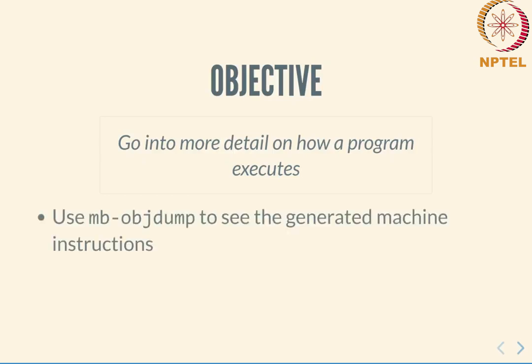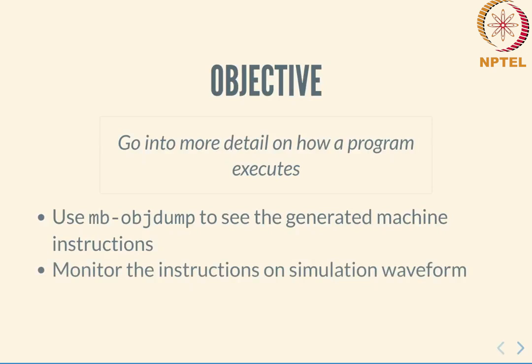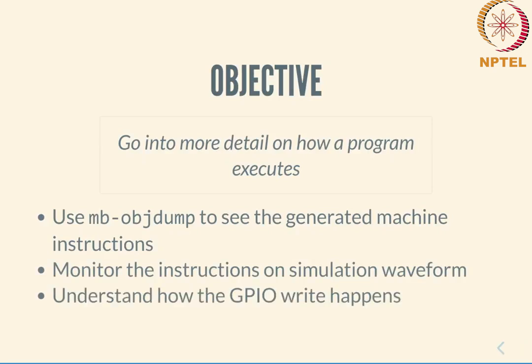We will first use the mb objdump command to dump out the ELF file into a readable format that includes information about addresses. Then monitor these instructions on a simulation waveform, and finally try and understand how exactly the GPIO write happens.